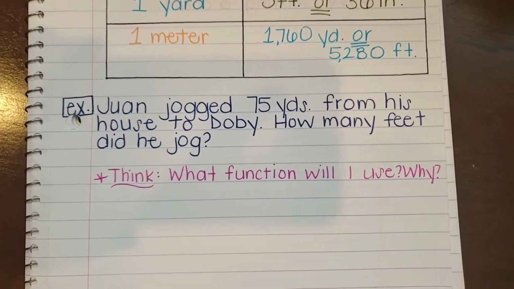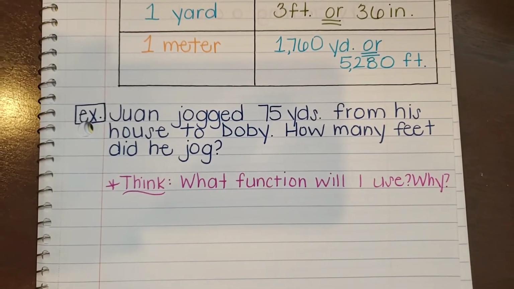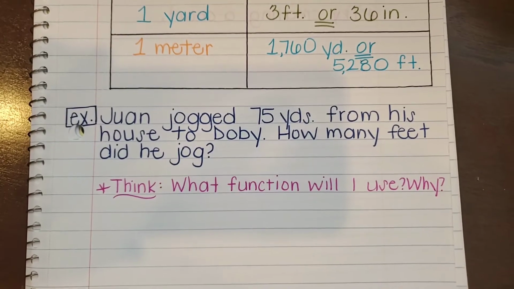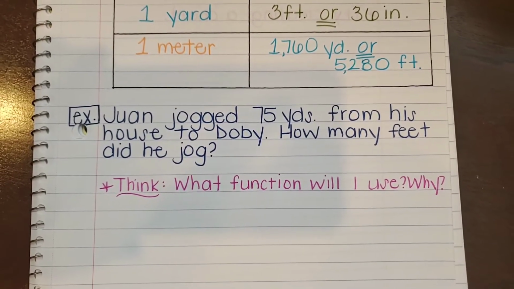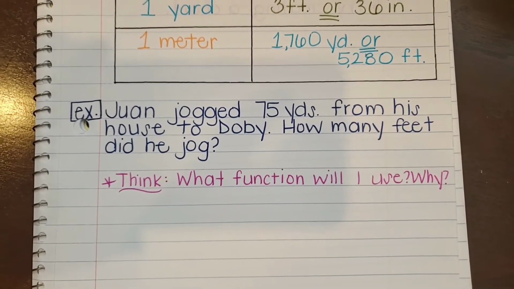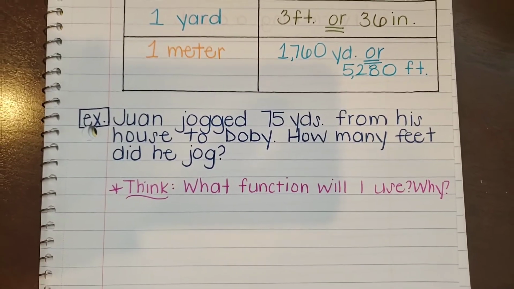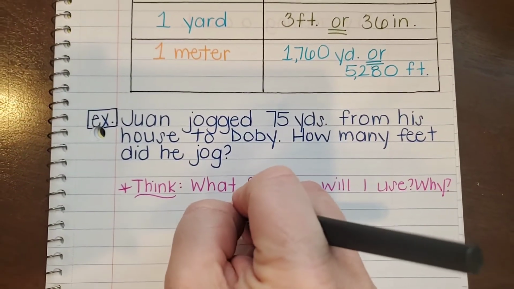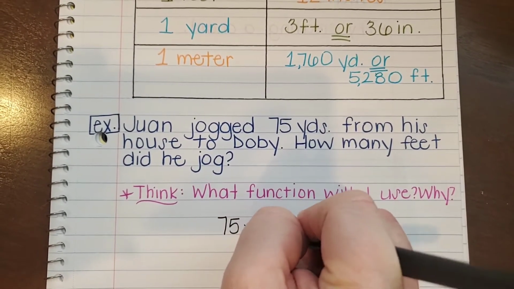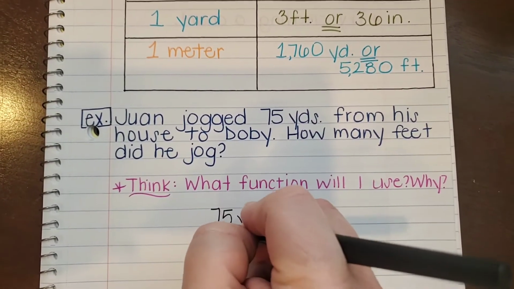If you think about it, 1 yard has 3 feet in it. We're coming up with how many 75 yards has in it. So obviously our number needs to be bigger and not smaller. If we divided, we'd wind up with a smaller number. So we're going to take, let me get a pen here, 75 yards times 3 feet.